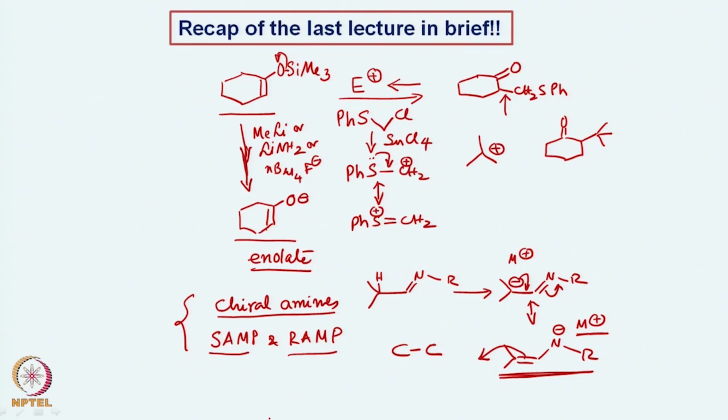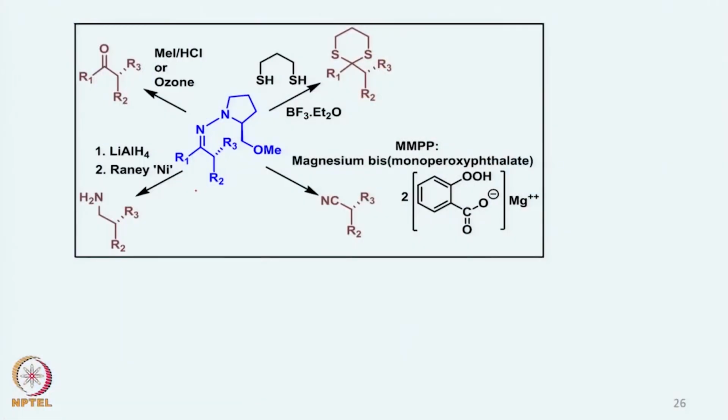So these are the things we saw in the last class, and now we see what happens after the C-C bond formation has taken place using SAMP or RAMP type of hydrazines, and what can be done to the products which are obtained after the C-C bond formation has occurred. Now this is how the product of the SAMP or RAMP type is written, and now what can be done with it.